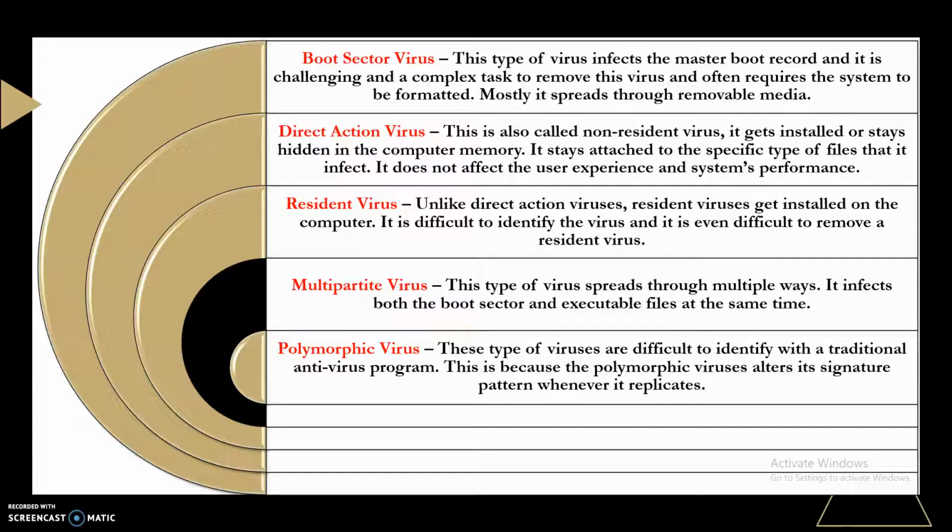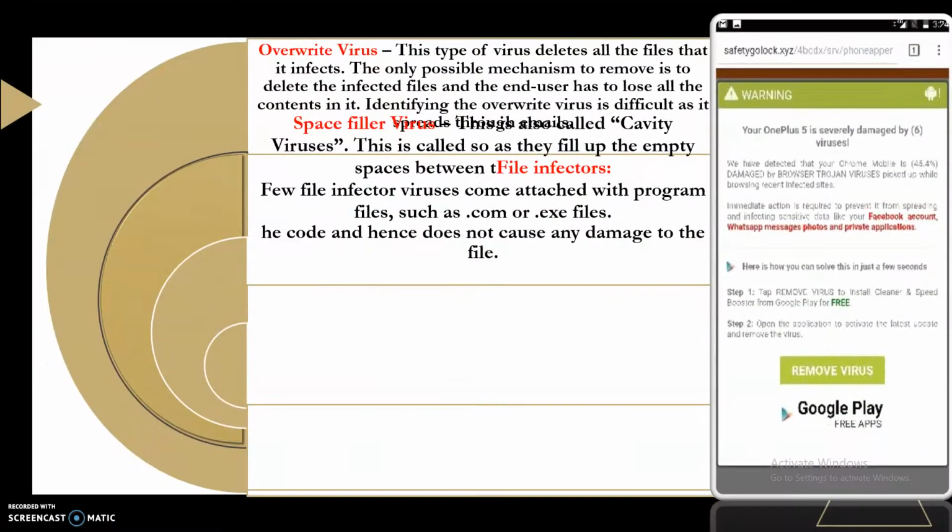Multipartite virus spreads through multiple ways. It infects both boot sector and exe files. Polymorphic viruses are difficult to identify with traditional antivirus programs. This is because a polymorphic virus alters its signature pattern whenever it replicates. Then we have overwrite virus and space filler virus.